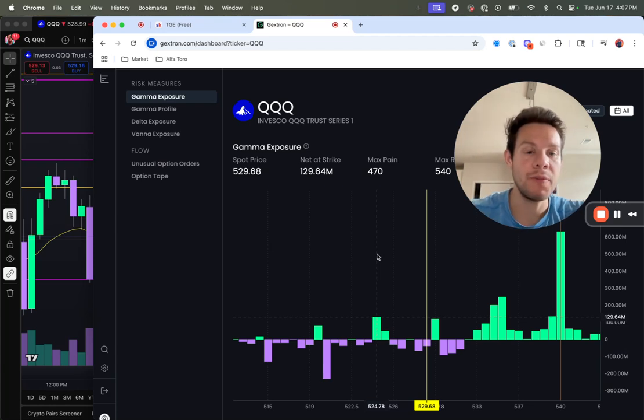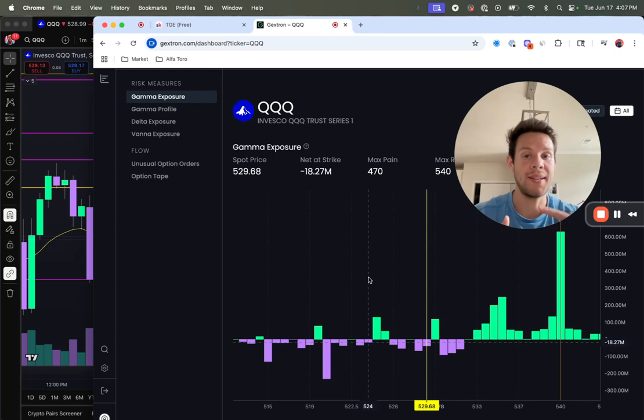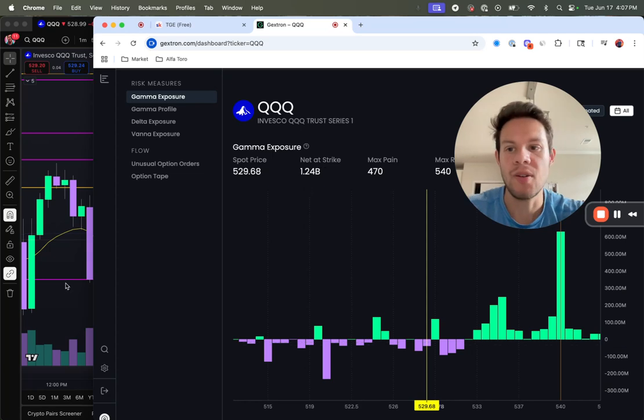And also, this Gextron is updating throughout the day. So every time option orders are coming in, Gextron is updating as well. So it's never lagging. It's always up to the current data. It's always up to date. Okay.